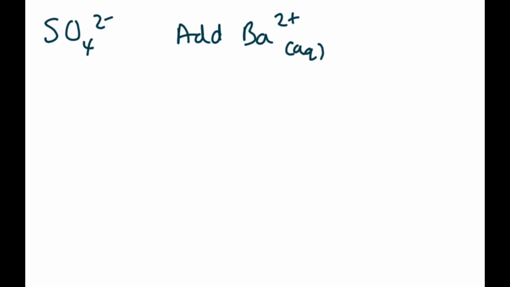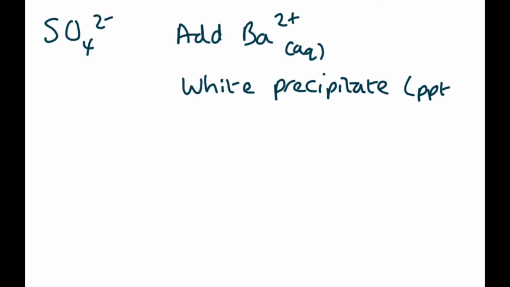The second test is for sulfate ions. Okay, so for sulfate ions, you need to add barium ions. And it can be barium chloride, barium nitrate, as long as you're adding barium ions. And the observation is that you'll get a white precipitate. In future, I'm going to write that as PPT, just to save a bit of time. You get a white precipitate of barium sulfate.